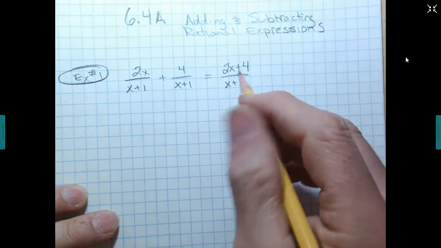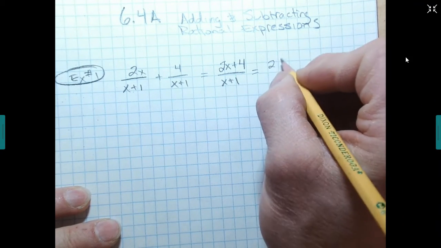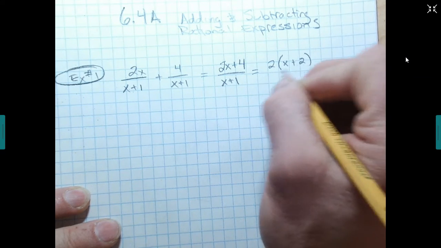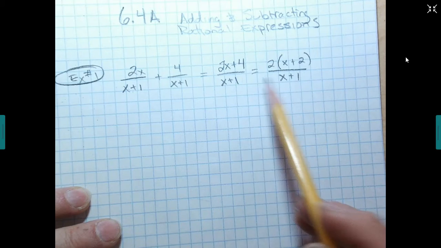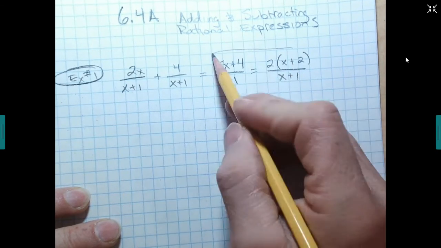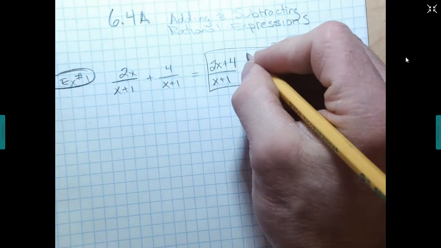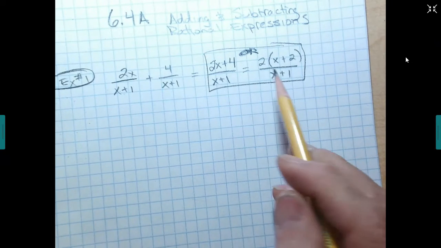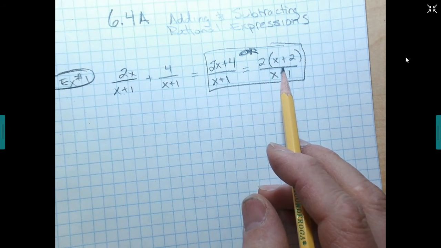And there it is. Now, I can simplify that. I can factor out a 2, and I get x plus 2 over x plus 1, if I wanted to, but I don't have to. So those are my two answers right there. And I don't have to write both answers. But if I wanted to factor it, I could factor it.